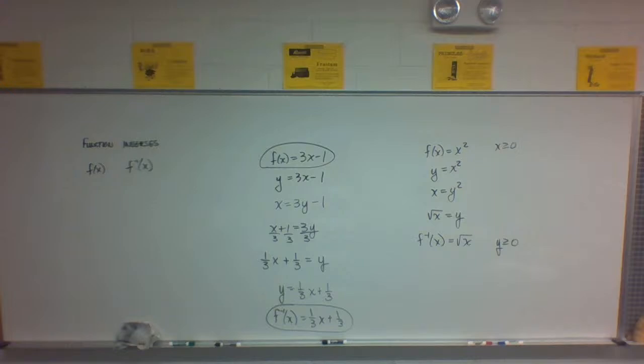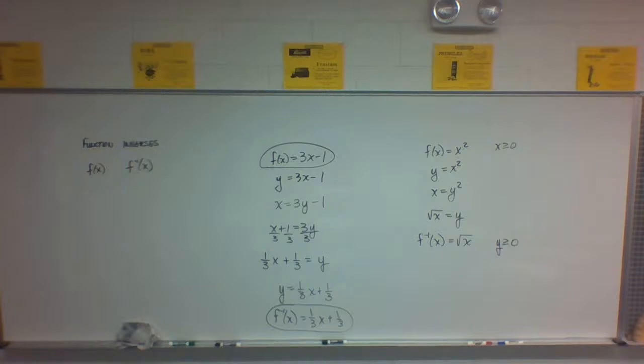The answer is no, because it fails the horizontal line test. Any horizontal line you draw, there are several that will hit it more than once. A one-to-one function has unique x's because it's a function. It also has unique y's, and these don't have unique y's. This y value is used right there and right there, which means it fails the horizontal line test. So a parabola is not a one-to-one function. It's a function, it's not a one-to-one function.